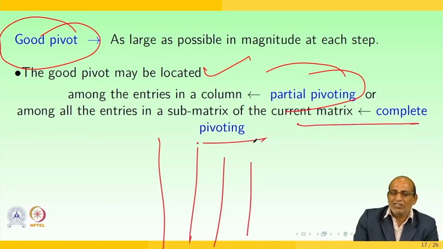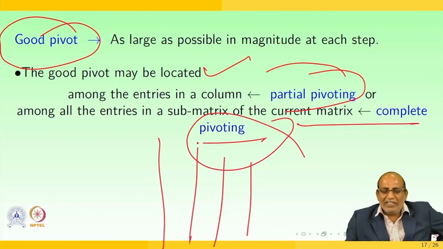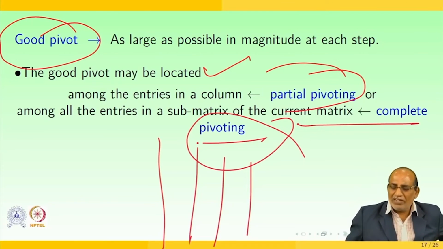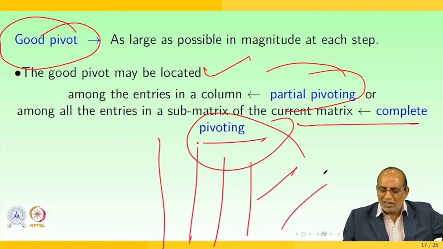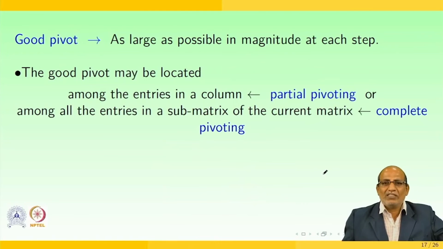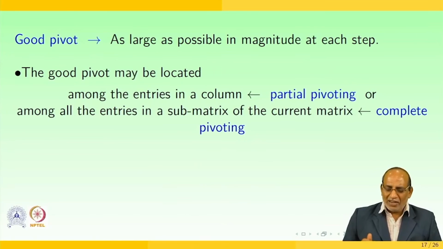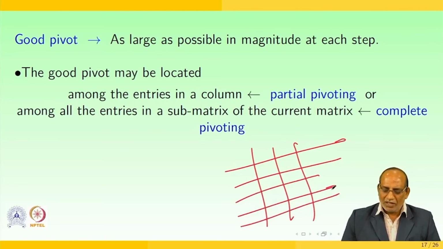That is what is called a submatrix of the current matrix, which we call complete pivoting. The good pivot may be located among the entries in a column. That is called partial pivoting. Or among all the entries in a submatrix of the current matrix. So the current matrix is nothing but the complete matrix. It can be located in either of these two places, which we call partial pivoting and complete pivoting. In general, partial pivoting means we catch hold of the rows, and in complete pivoting we catch hold of the columns as well.